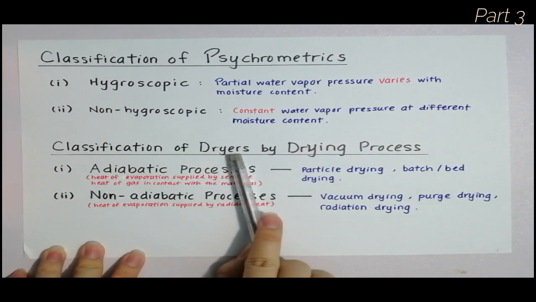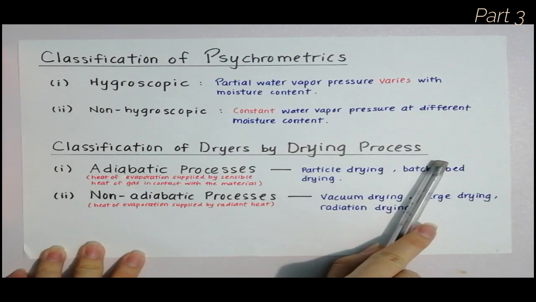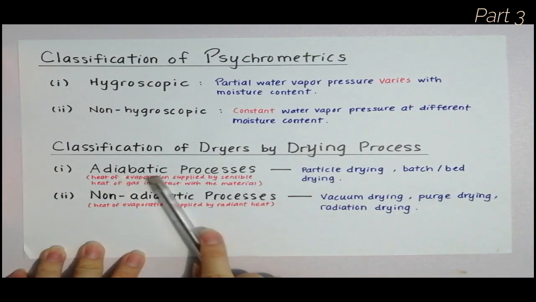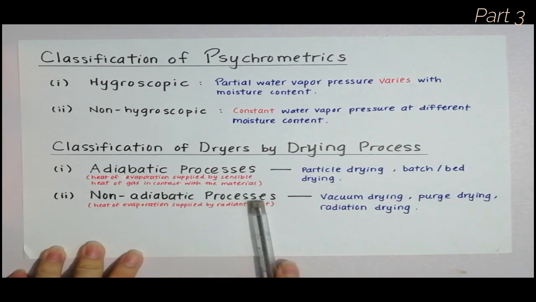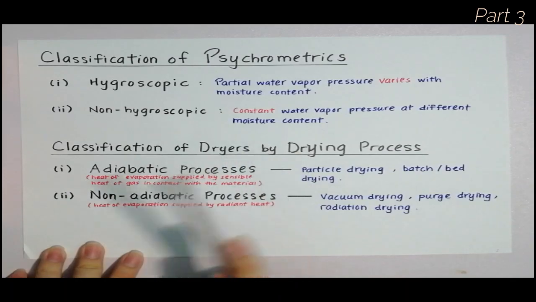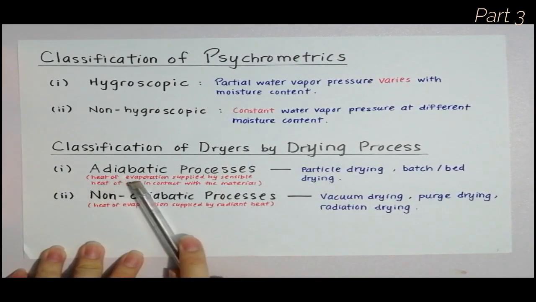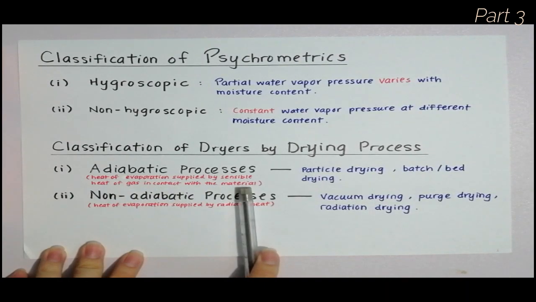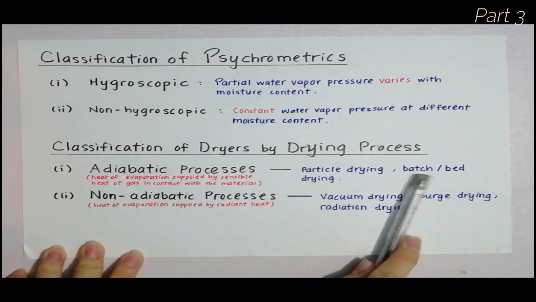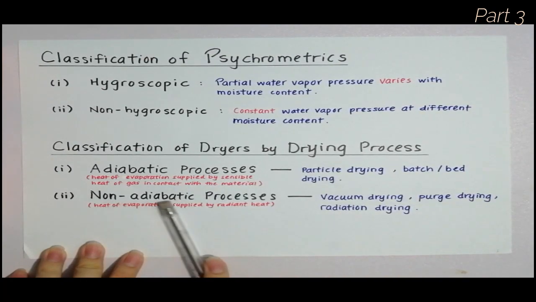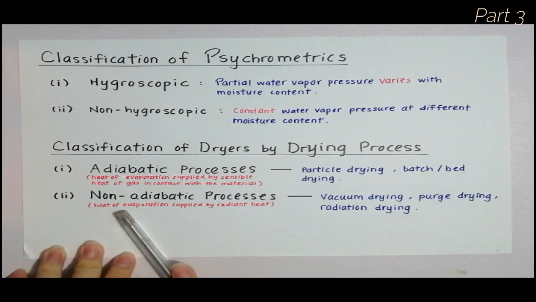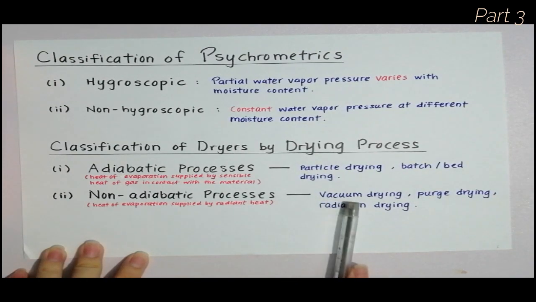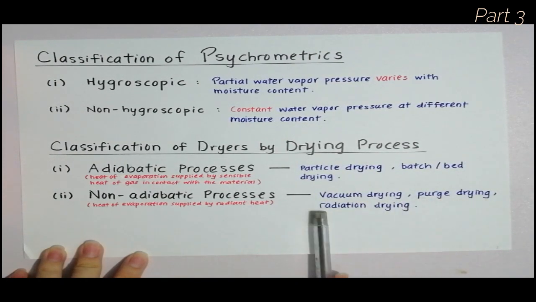For the classification of dryers by drying processes, it is also classified into two categories. First is adiabatic processes and the second is non-adiabatic processes. So what do we mean by adiabatic processes? It means that the heat of evaporation is supplied by the sensible heat of the gas in contact with the material. The examples for this kind of process are particle drying and batch or bed drying. Second, non-adiabatic processes. It means that the heat of evaporation is supplied by radiant heat. The examples are vacuum drying, freeze drying, and radiation drying.